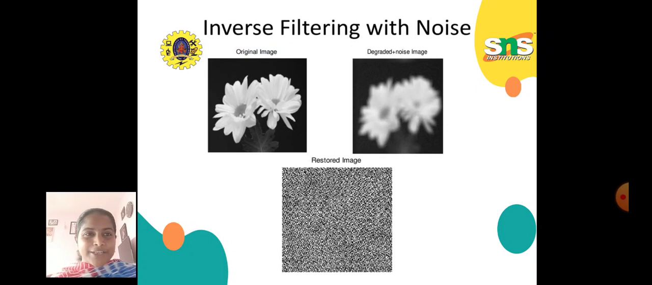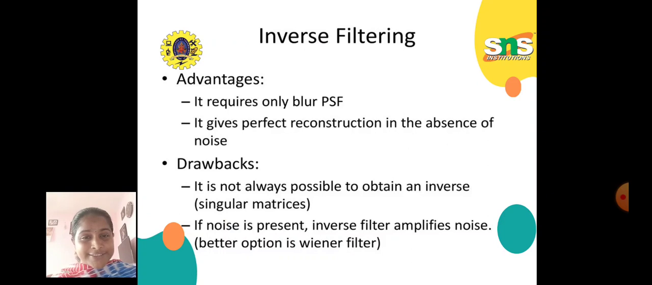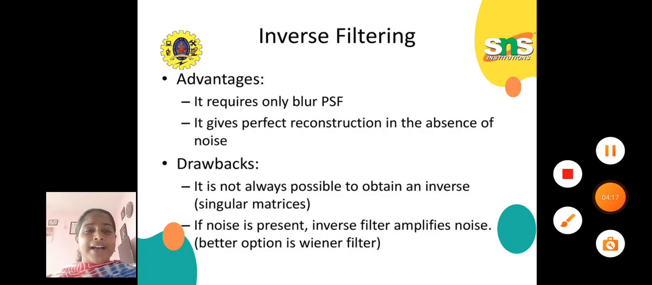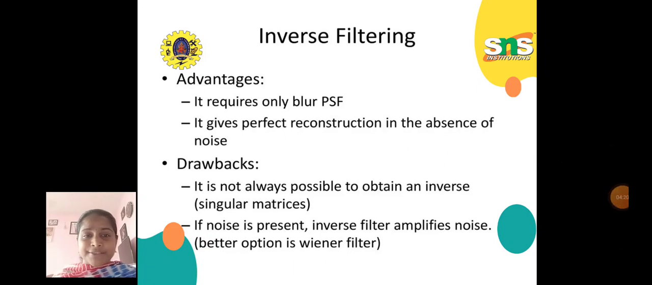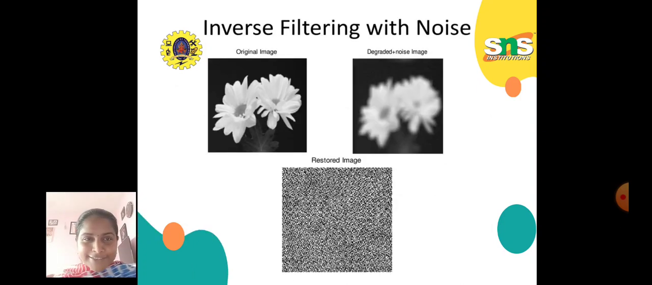While coming to inverse filtering with noise, we have some advantages while using inverse filtering. The advantages are, it requires only the blur PSF and it gives perfect reconstruction in the absence of noise. The drawbacks are, it is not always possible to obtain an inverse because of singular matrices. If noise is present, the inverse filter amplifies the noise. A better option is the Wiener filter here. And see here the examples of inverse filtering with noise: original image, degraded plus noise image and a restored image.